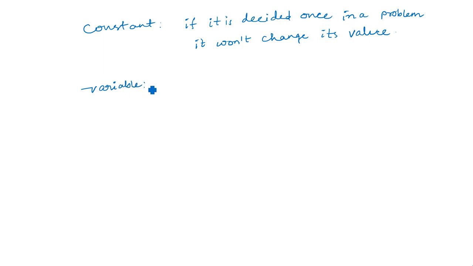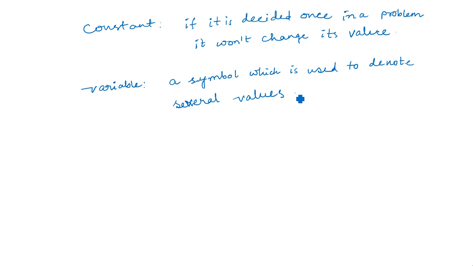And what is a variable? A variable is a symbol which is used to denote several values of something with respect to the problem. So it is used to denote several values of something.